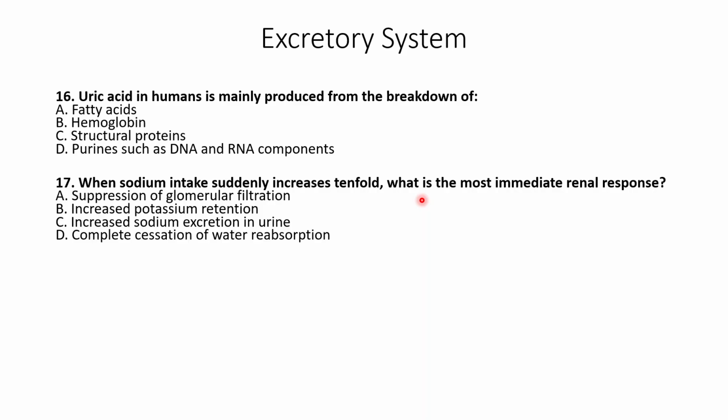Cool. So the right answer here is increased sodium excretion in urine, which is the C option. So why is this the answer, right? Why is it not A, which is suppression of glomerular filtration? If you suppress it, what would happen, right? If you're suppressing it, less would filter through. So you just have a retention of all of this crazy amount of sodium.